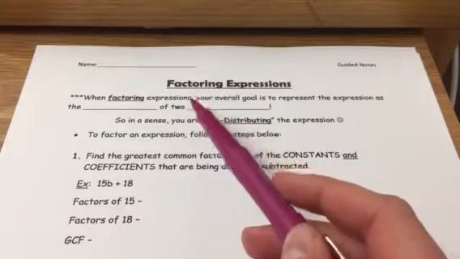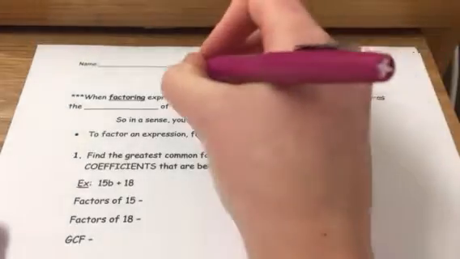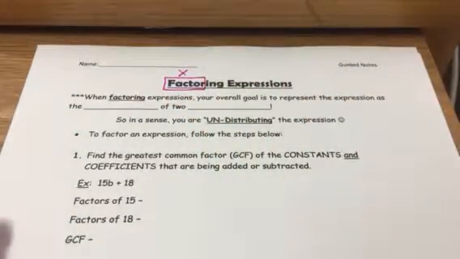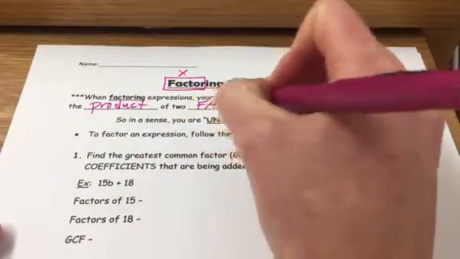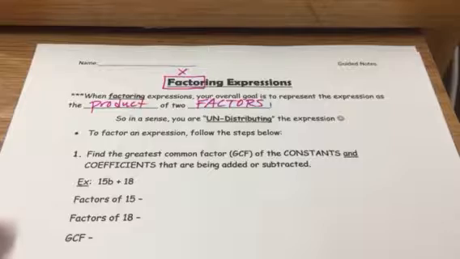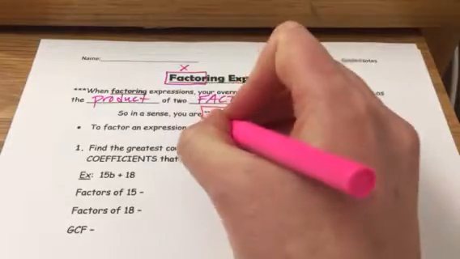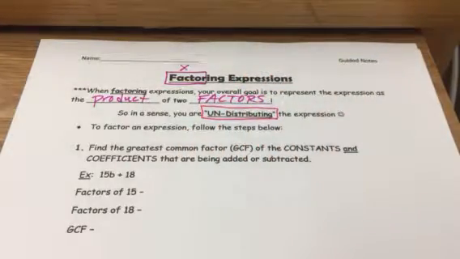Now, when factoring expressions, the key word here is factor. If you remember, factors are numbers you multiply together, and that's kind of our clue as to what we're trying to do. So when we're factoring, we are trying to represent the expression as the product of two factors, of two things that you're going to multiply together. So in a sense, we're going to be undistributing the expression. By the time we're done with it, we are putting ourselves in a position to be able to redistribute. So you're going to make it look like an expression that's ready for the distributive property.